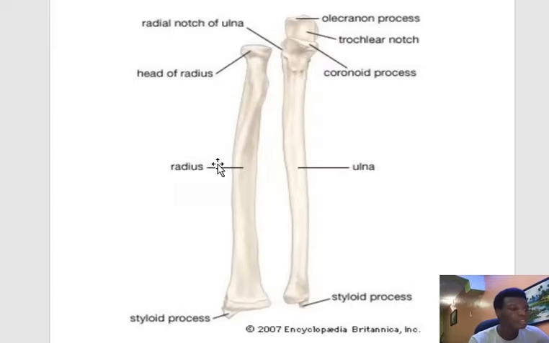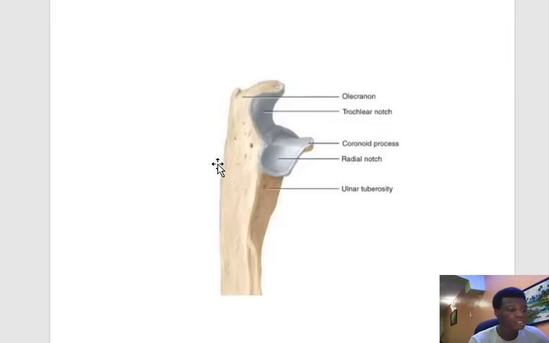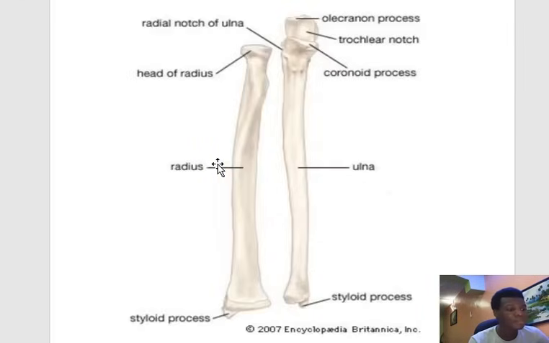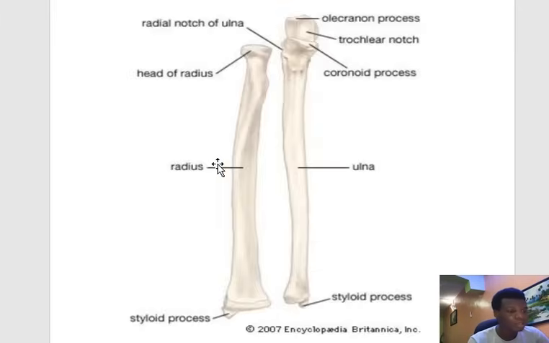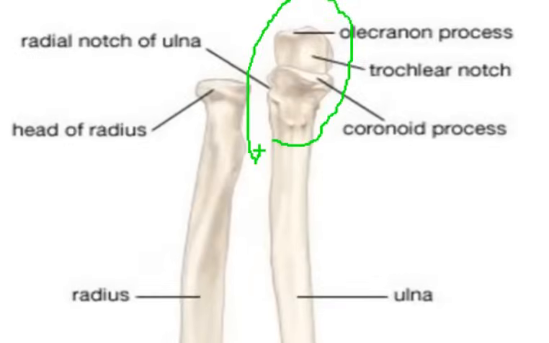Alright, let's move on to the radius. Before getting to the radius, let's talk about the ulna, although we've mentioned a number of structures on the ulna. The ulna, this here is the proximal part of the ulna. Okay, and the bone is right here. So for the proximal part, there are two structures I want to draw your attention to, three in fact.